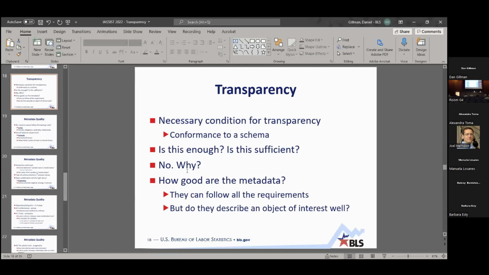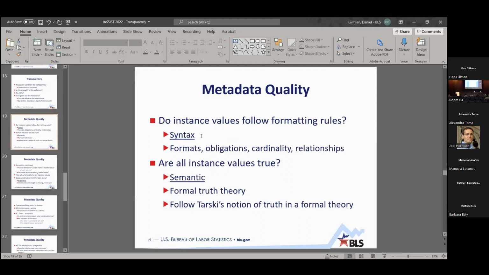But is this enough? No. And what's a reason for that? Well, how good is the metadata? So we can get into metadata quality a little bit. Do the instance values follow the formatting rules? Well, we've been through that. That's what we call the syntactic level.